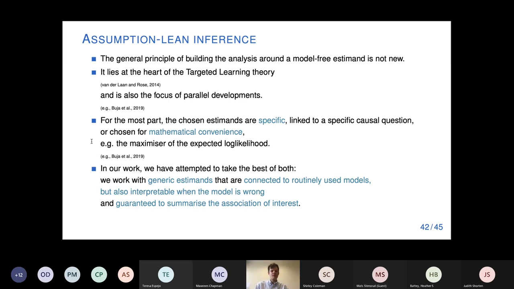Whereas in the other strand, we maybe choose an estimand based on the limits of standard parametric estimators. These are generally much less specific, in the sense that they are generic for different exposures, but maybe much harder to interpret under misspecification. So in our work, we've attempted to take the best of both. We work with generic estimands that are connected to routinely used models, but are also interpretable when the model is wrong. And in comparison with some of these other projection parameters, are guaranteed to summarize the association of interest.